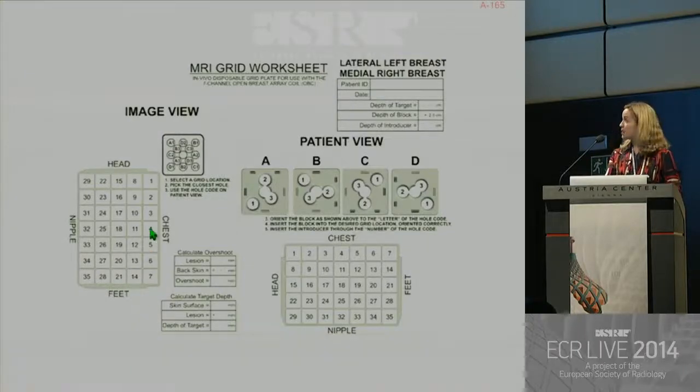Our fiducial is in square 4. Our lesion is 2 squares superior to that in square 2. The hole that we need to place our needle within the needle block is in the middle of that square closest to the head. We then go back to the patient. Our fiducial is in square 4. Our lesion is in square 2. And the needle hole that we need to use is in the middle closest to the head. And then that gives us our XY coordinates.